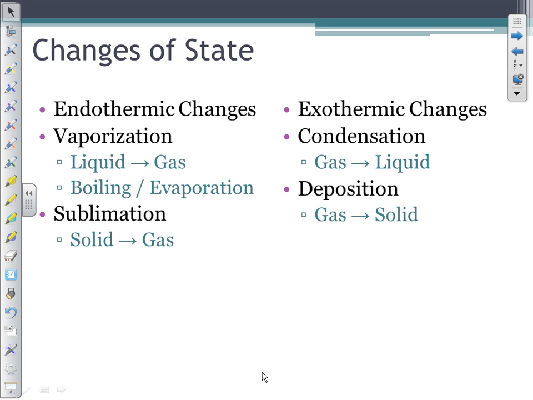Other exothermic changes are other changes when a substance needs to decrease in energy, when particles need to become more ordered and attract each other more. So when something goes from a gas to a liquid, like it says up on the board, we refer to that as condensation. Okay? When something goes from a gas directly to a solid, we call that deposition.